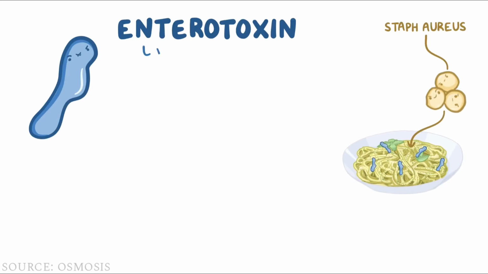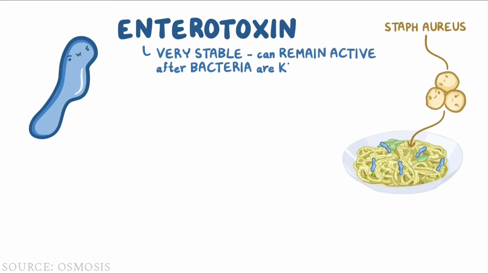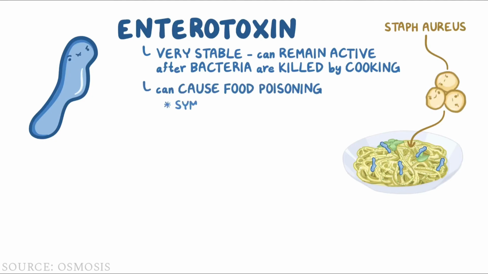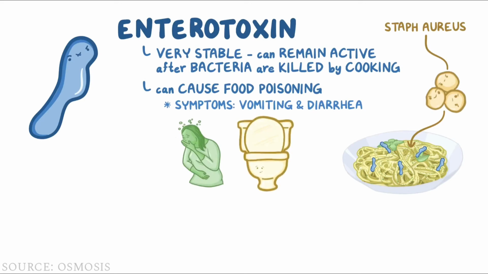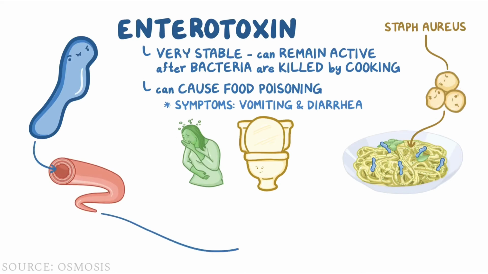The enterotoxin is quite stable in the environment, and can remain active even after the bacteria are killed off by cooking. The toxin can even withstand boiling at 100 degrees Celsius for a few minutes. If the toxin is eaten, it can cause food poisoning, with symptoms like vomiting and diarrhea a few hours after ingestion. And in rare situations, if the enterotoxin somehow gets into the bloodstream, it can cause toxic shock syndrome, much like TSST1.